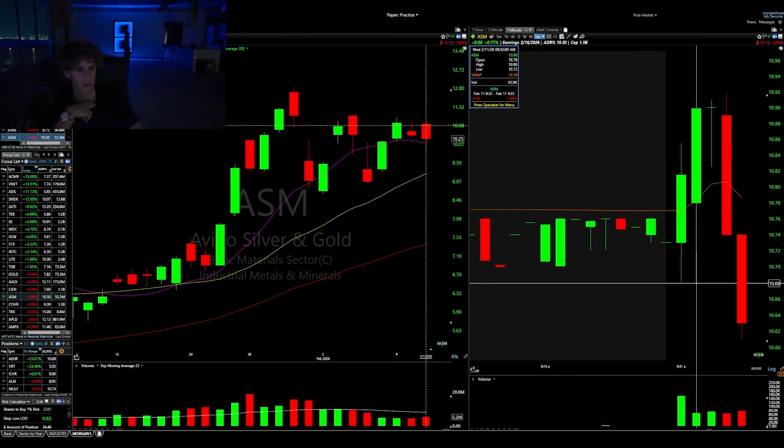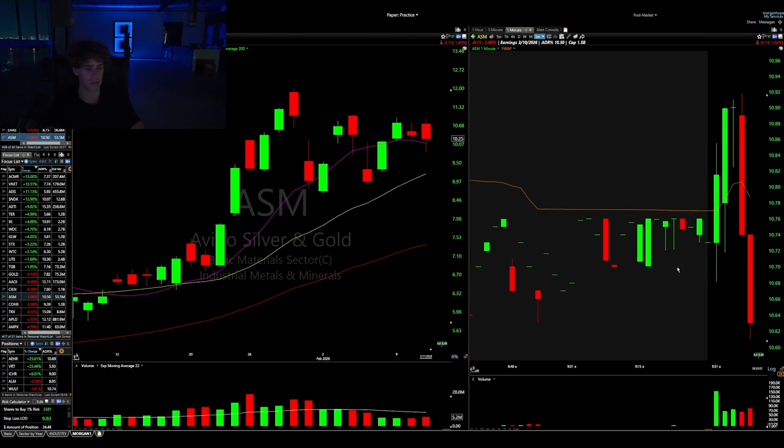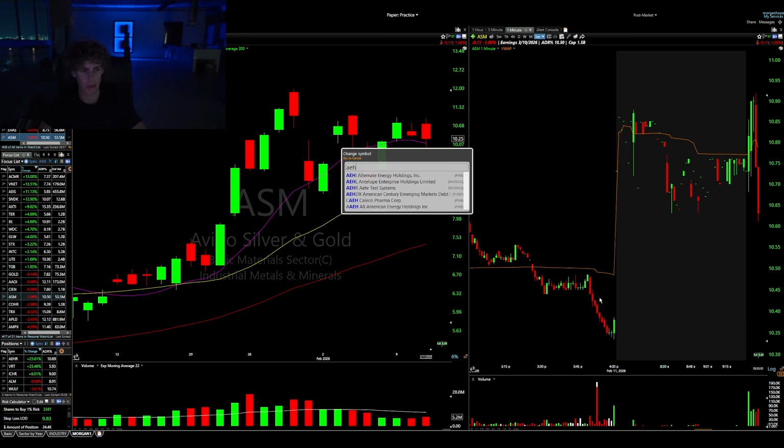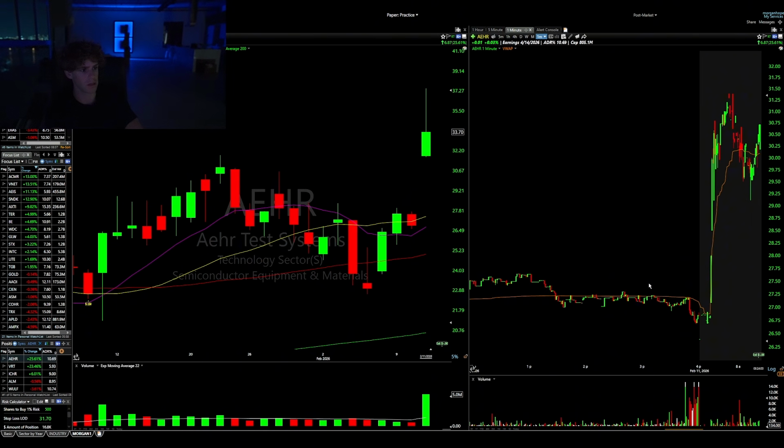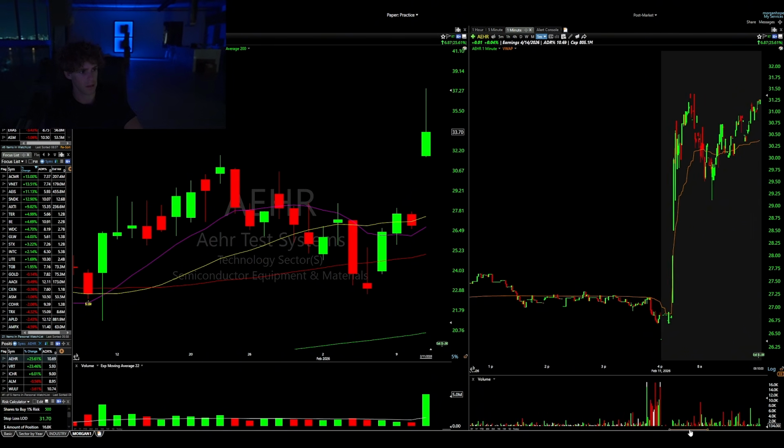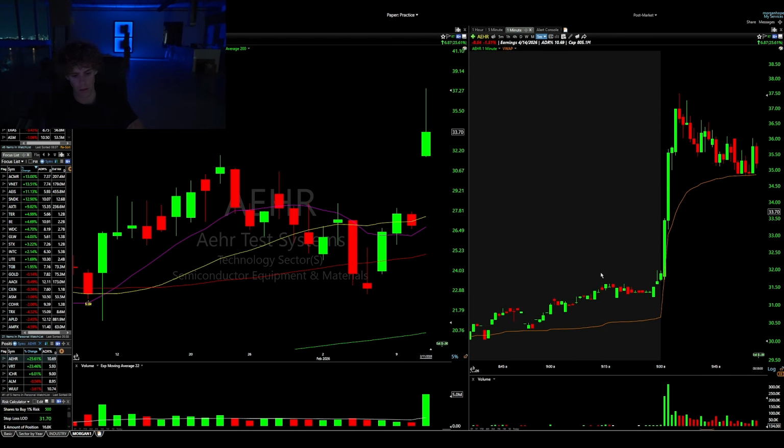Not a super, super bad one. It is what it is, depending on how much you risked. But let's take a look at AEHR and the opening range on this thing, because the opening range on this was significantly better than the opening range on ASM.